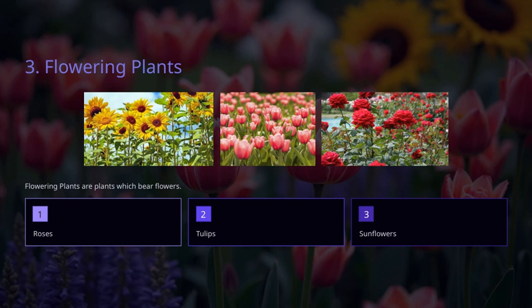These plants are a great example of how flowering plants contribute both to nature's beauty and to the process of pollination. Understanding flowering plants helps us appreciate the diversity and complexity of plant life and how they fit into the larger picture of the plant kingdom.